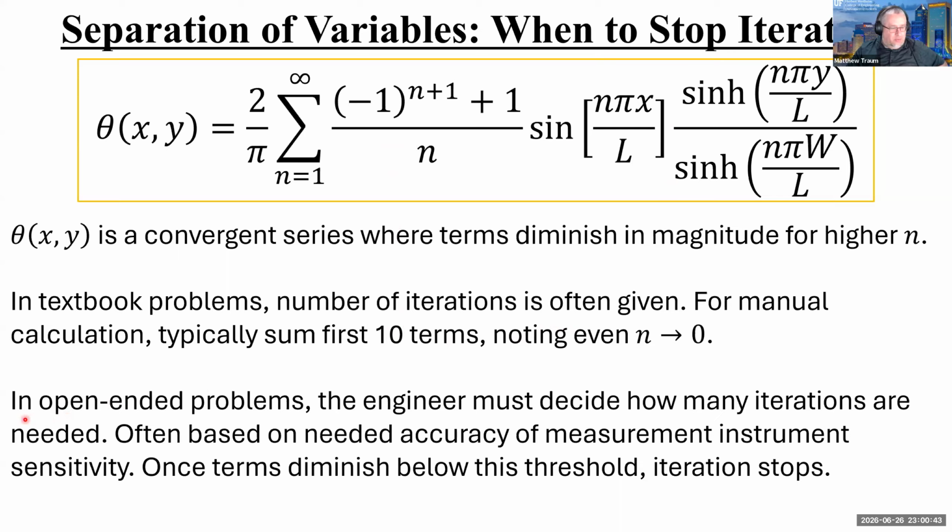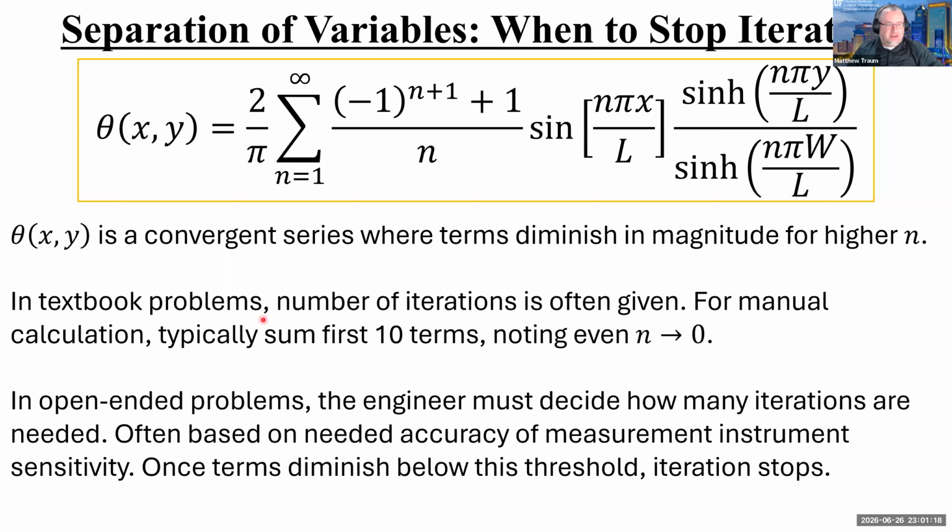Okay, so what did I say here? In open-ended problems, the engineer must decide how many iterations are actually needed. So this is up to you when you encounter this in the real world. The number of iterations is often based on the needed accuracy of the measurement instrument. If you think about something like a thermistor or a thermocouple, depending on how you've set it up and how you've calibrated it, you could probably measure to maybe 1/10 of a degree, maybe 100th of a degree if you're in a really ideal situation. And that's it, right? You can't get any better than that with your measurement instruments.